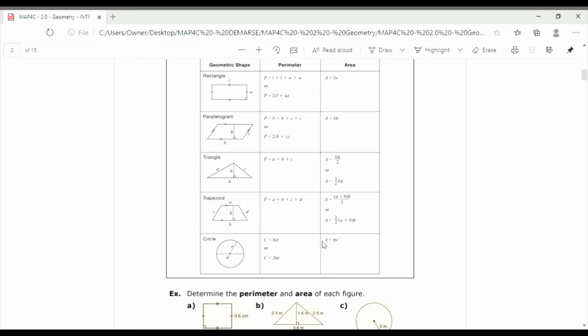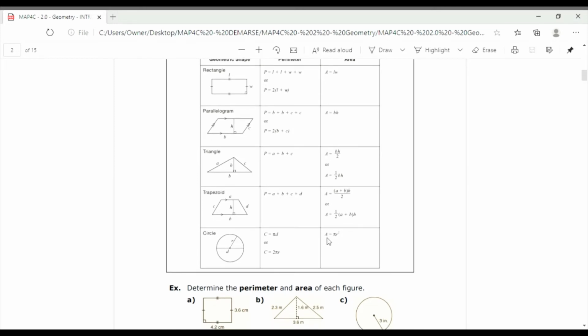The area of a circle is given by the formula area is equal to pi r squared. Pi times r squared. So for this you need the radius. Now when doing pi r squared, make sure you follow BEDMAS and square the radius first and then multiply by pi.